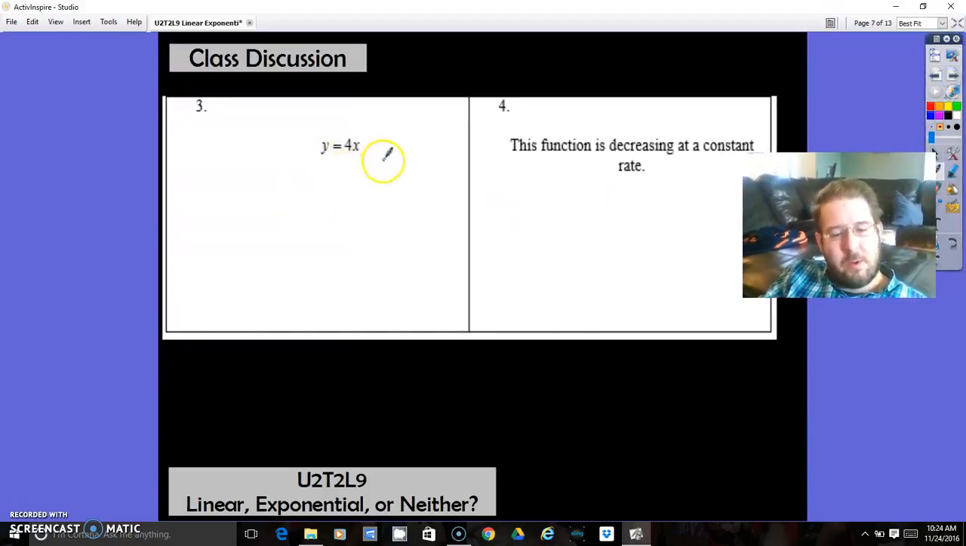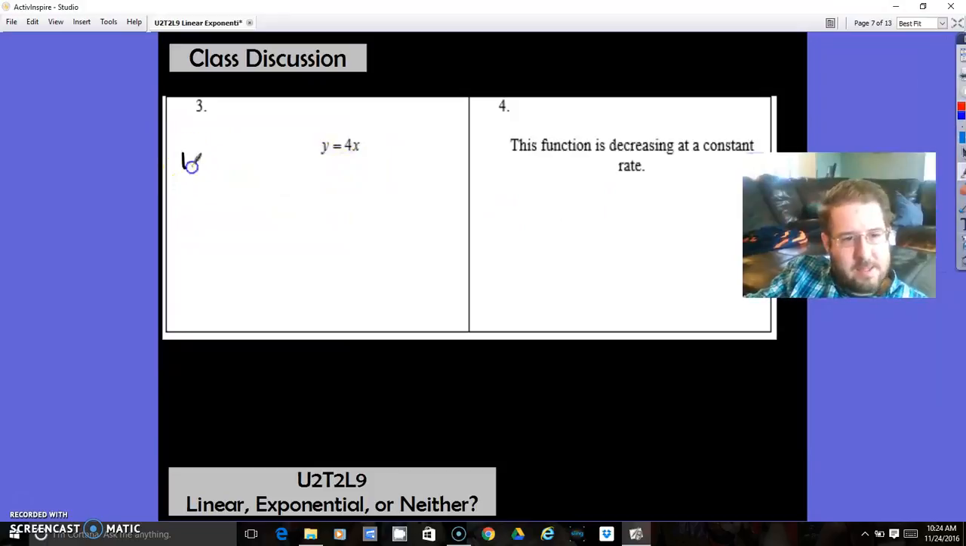This one is in y equals mx plus b format. Anytime you have a number multiplied by x plus or minus something, that's the y-intercept, that's going to be a linear equation. That means for every x, the y is increasing by 4. That's really what that means. This function is increasing at a constant rate. Well, decreasing, I'm sorry, I said increasing.